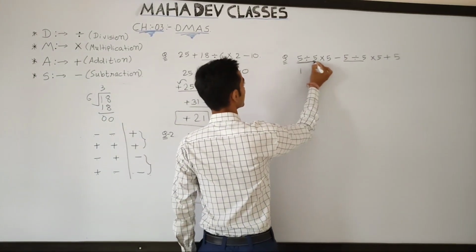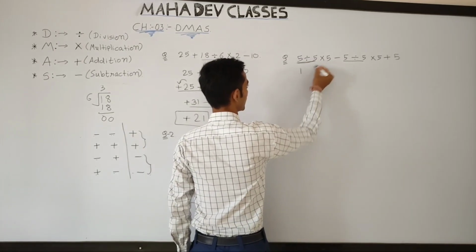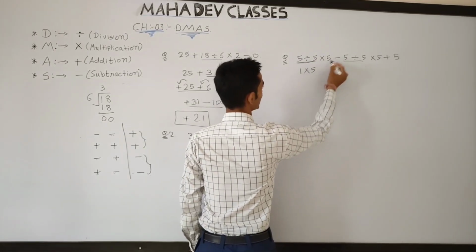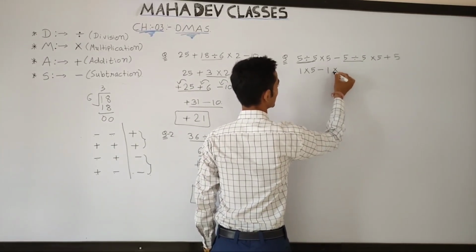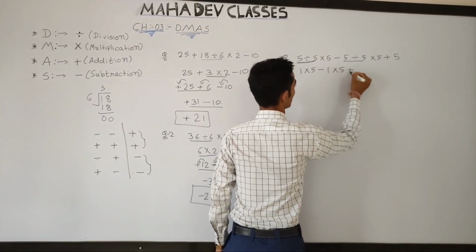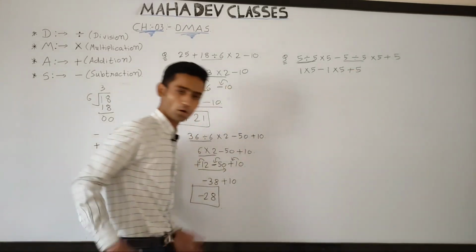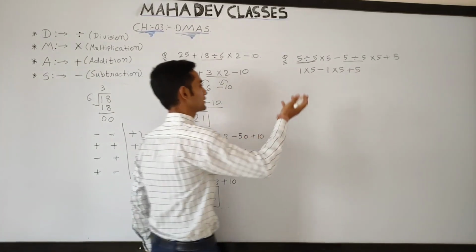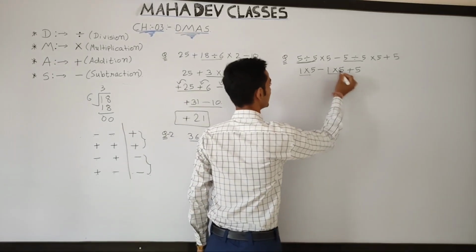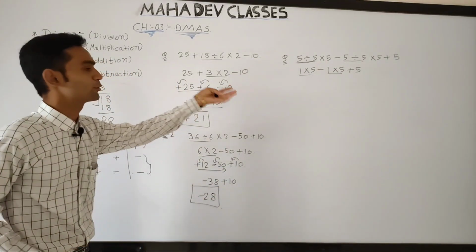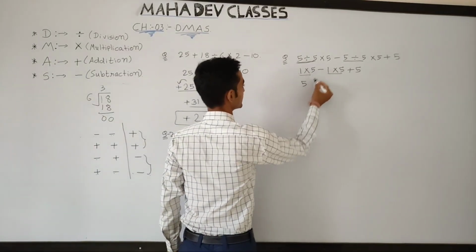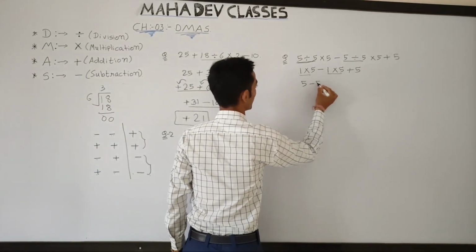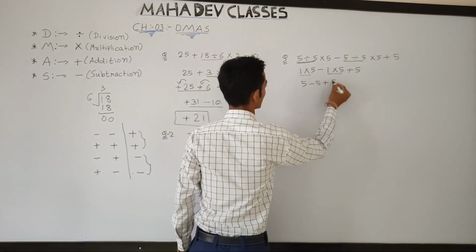Okay, so 5 divided by 5 is 1, multiplied by 5, and here is the minus, and this answer is 1, and multiplied by 5 and plus 5. Okay, now where are the symbols of multiplication? Here and here. So now you have to do the process of multiplication. 1 5 is 5. Here is minus, 1 5 is 5, and in the last plus 5.